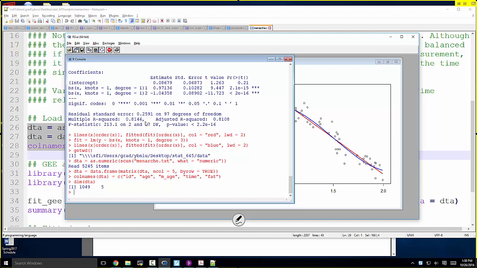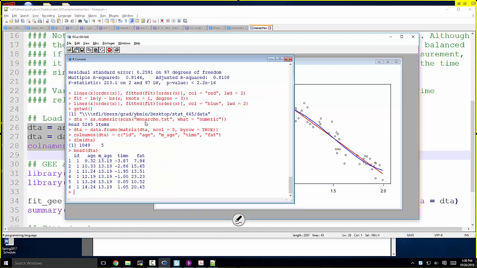So we have 1,049 rows. We only have 162 girls though, so we have a lot of repeat measurements on the same girl. Here's the first few rows. First 6 observations are all on the first girl, ID 1. So she was initially measured at age 9.32. This was 3.87 years before menarche set in and her percent body fat at that time was 7.94. So then we saw her 3 more times prior to menarche, and then at the next one, it had kicked in.